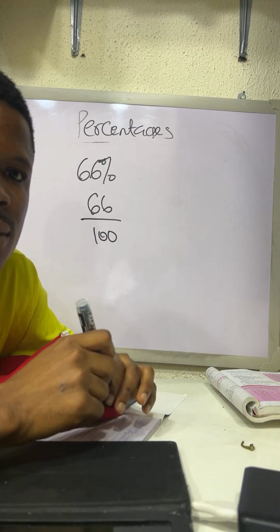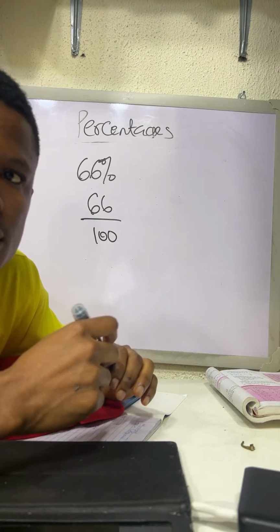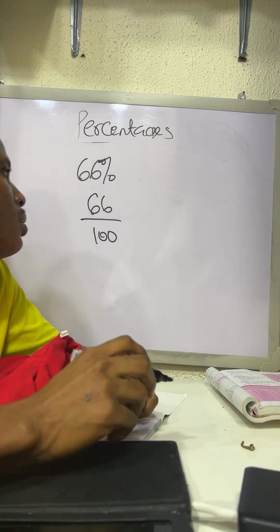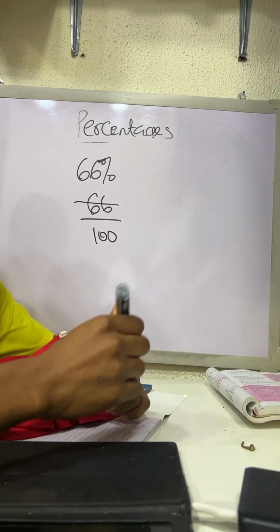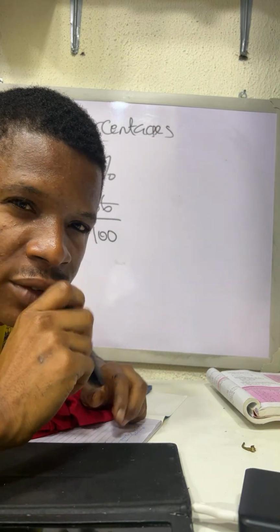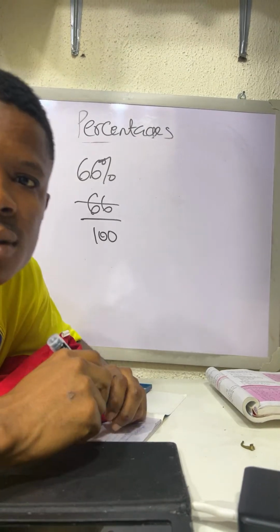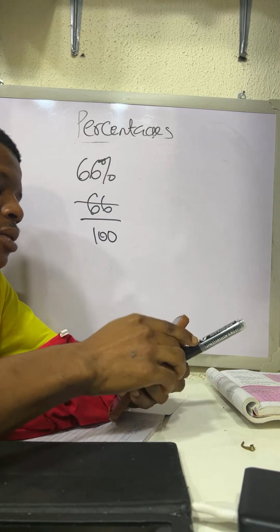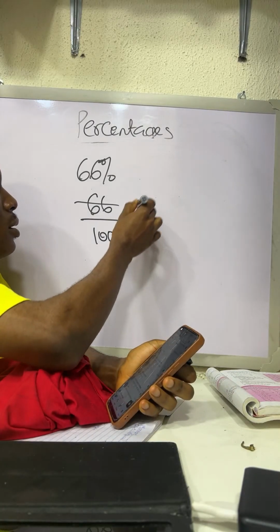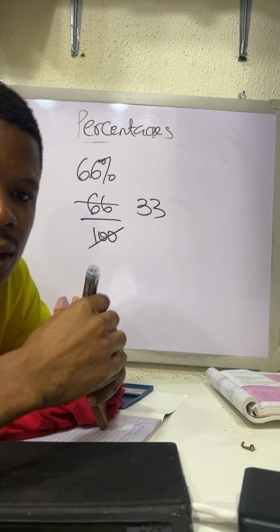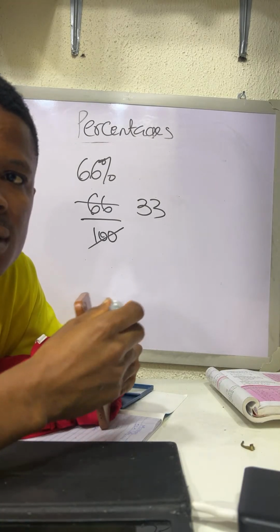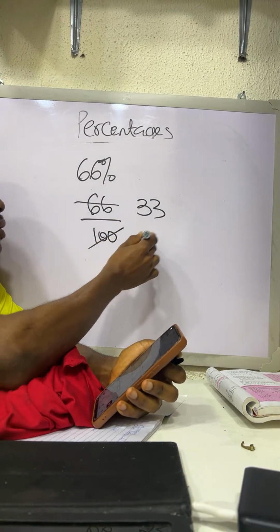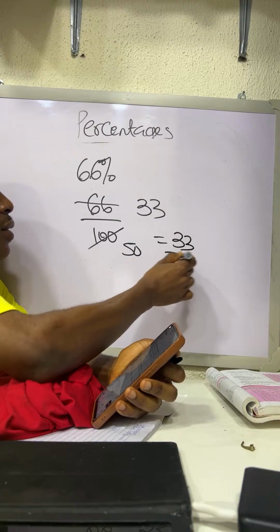Could you divide it by 3? Actually, you divide by 2. If you divide 66 by 2, what do you get? You get 33. So the numerator becomes 33. Then if you divide 100 by 2, what do you get? You get 50. So the answer becomes 33 over 50.